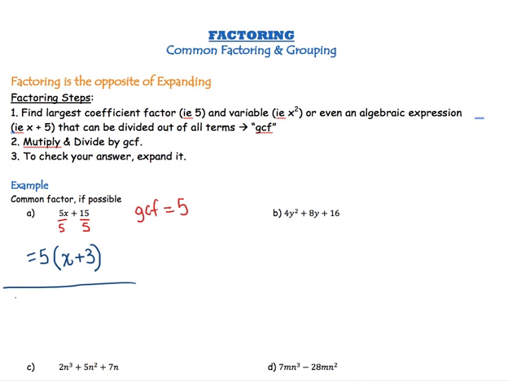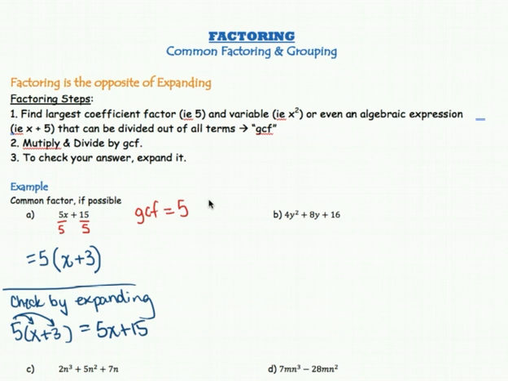So if I wanted to check that and see if I did it right, you can expand it. Okay, and that's the distributive property. So if we expand this out, that's when we're multiplying this value in, and then we'll get 5x plus 15, and that's what we had originally, so that's how we know we did factor it correctly. We'll move on to the next question, B.